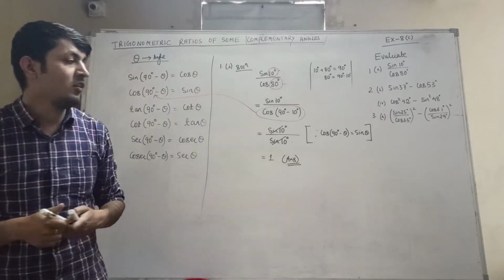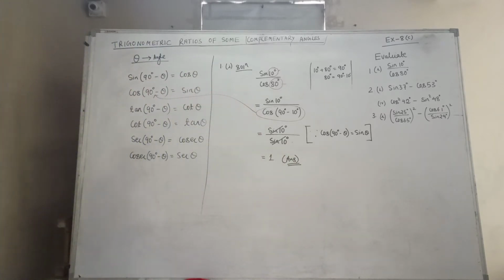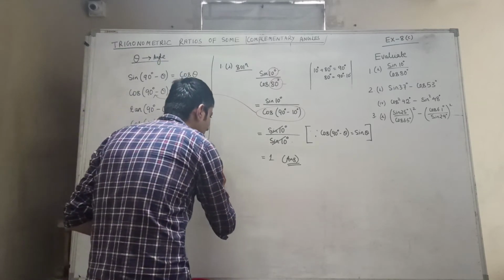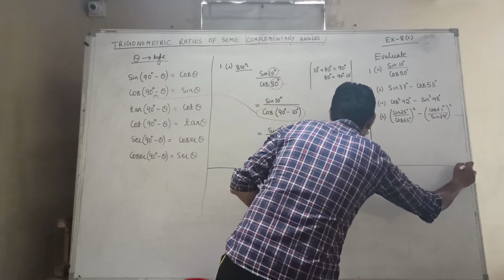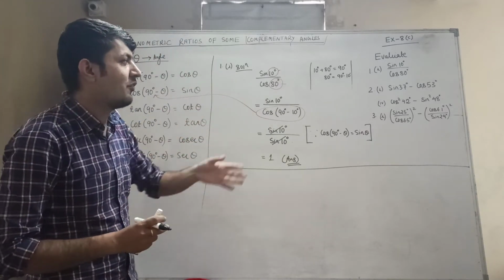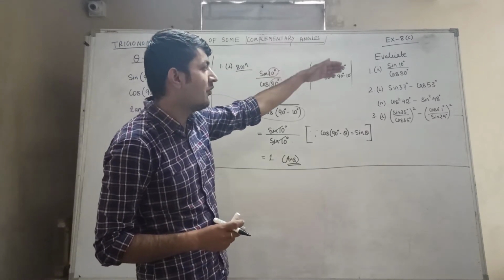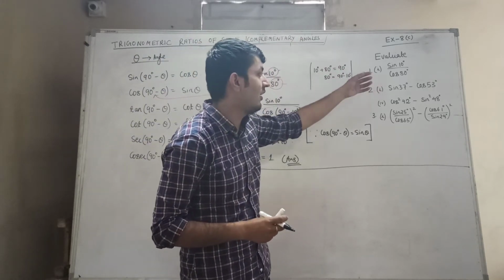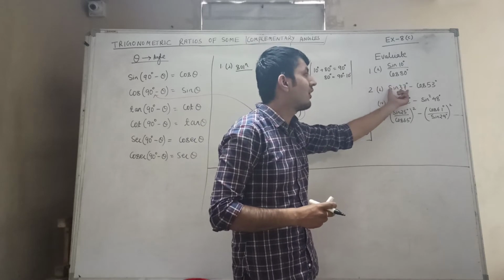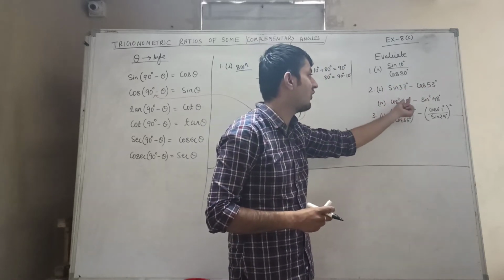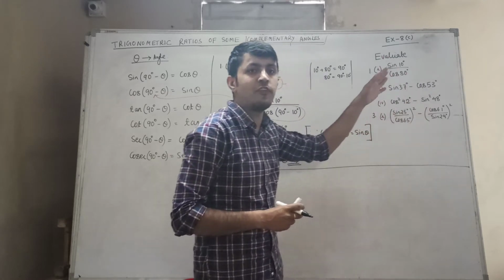I hope question number 1 is clear to you. Now let us go to question number 2. If you can see what they have asked you to find out: number 1, sine 37 degree minus cos 53 degree, and number 4, cos square 42 minus sine square 48.